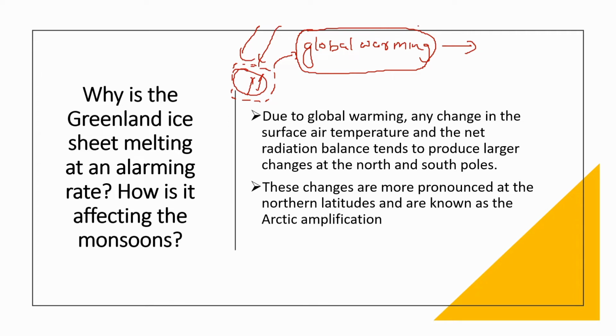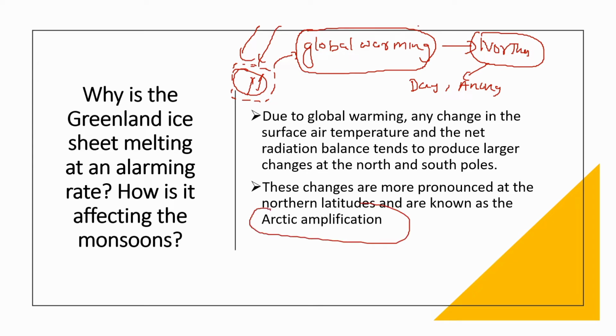So this is more pronounced at the northern part. Since there is more contrast of land and sea in the northern region, there will be a huge temperature anomaly also. That means a huge temperature difference both daytime and annual time also. So since it is more pronounced in the Arctic region, this phenomenon is known as Arctic amplification. So this is what you mean by Arctic amplification. So I think you got it clearly.